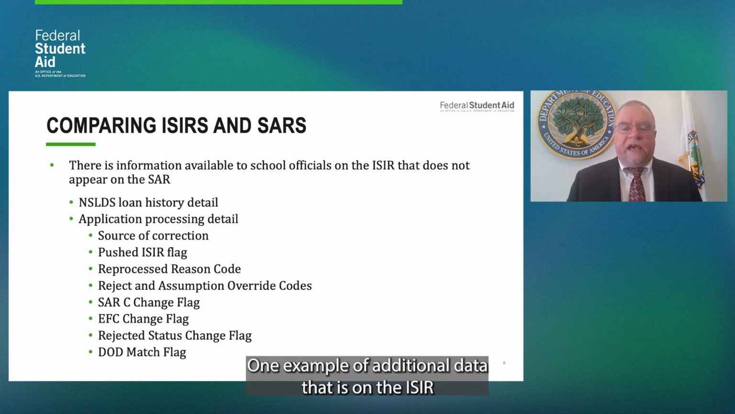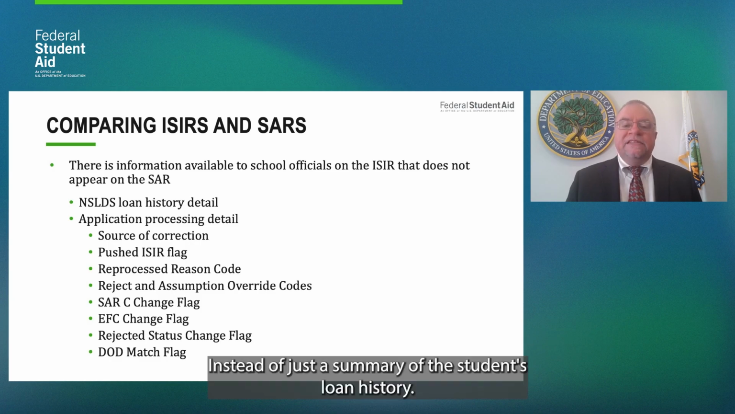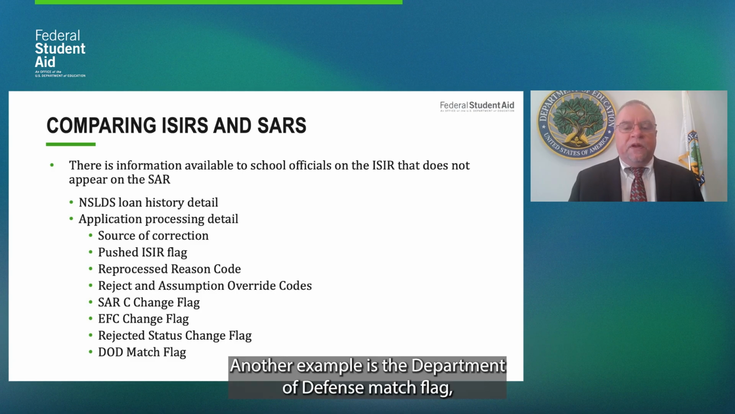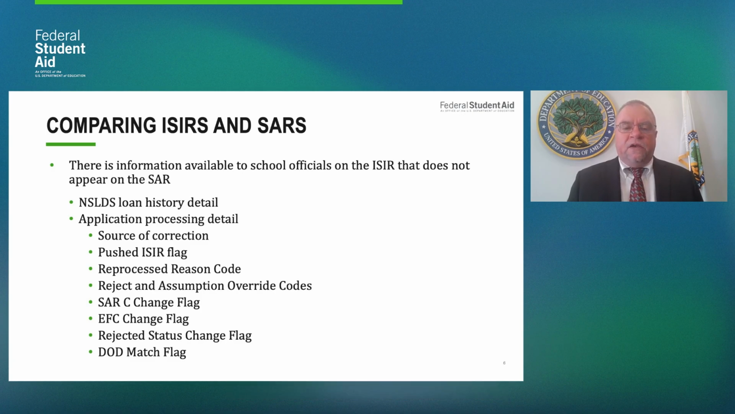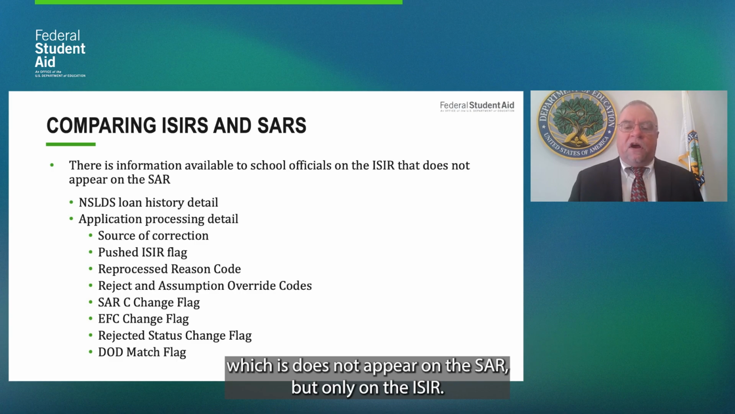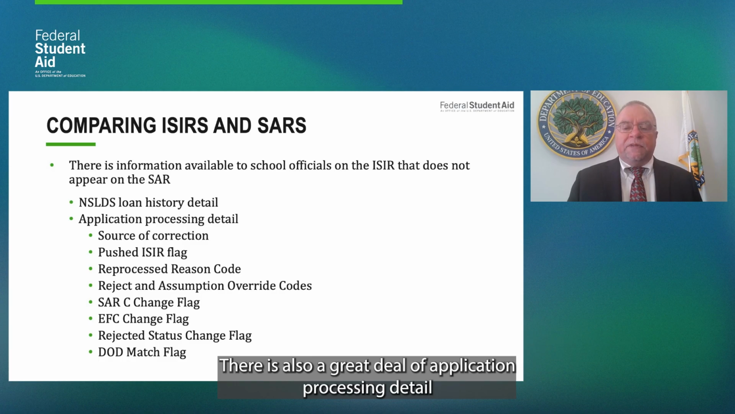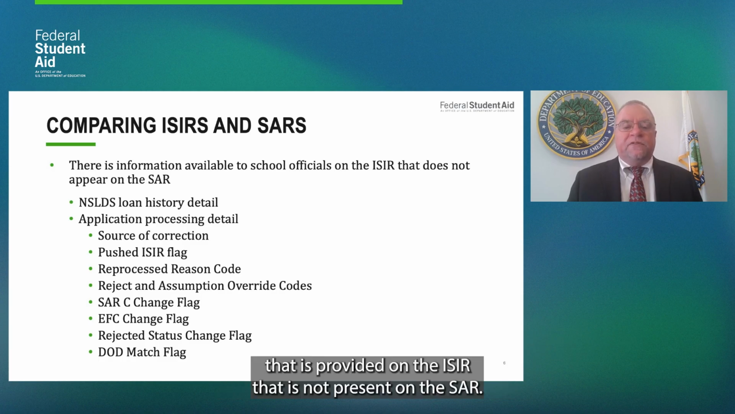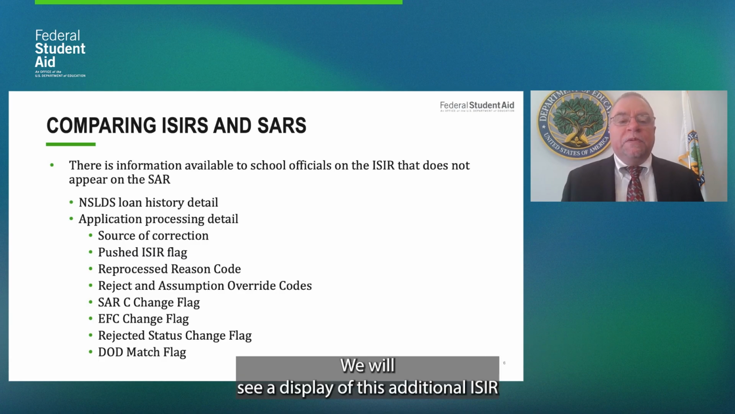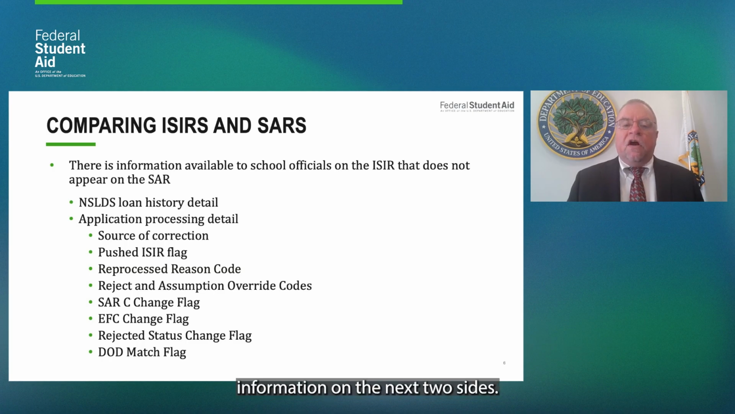One example of additional data that is on the ISIR is the detail of the student's borrowing history instead of just the summary of the student's loan history. Another example is the Department of Defense match flag, which does not appear on the SAR, but only on the ISIR. There is also a great deal of application processing detail that is provided on the ISIR that is not present on the SAR. We will see a display of this additional ISIR information on the next two slides.